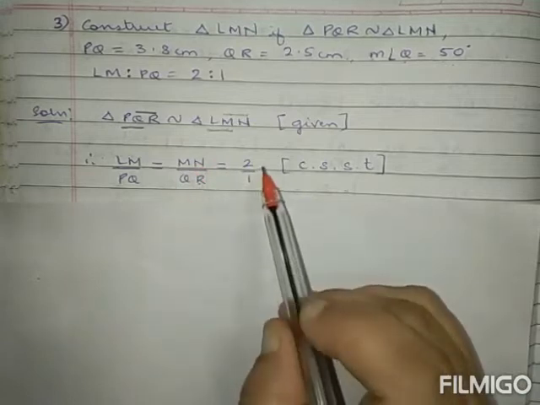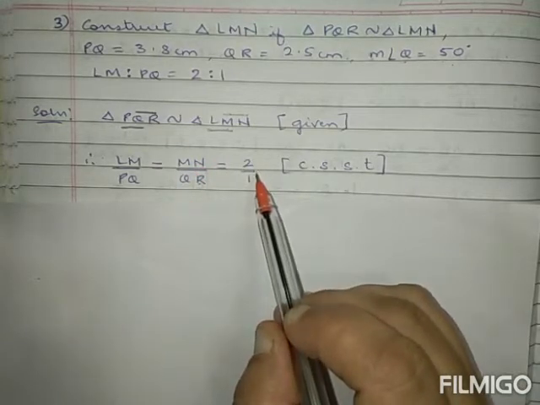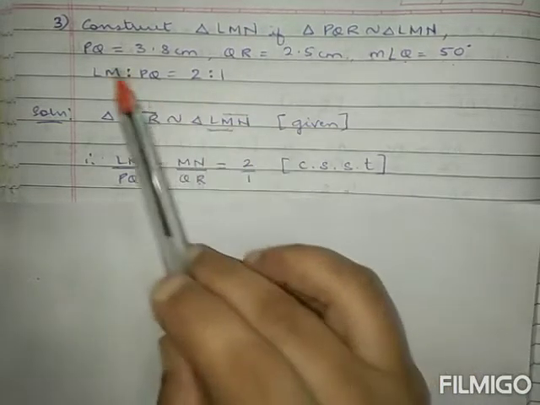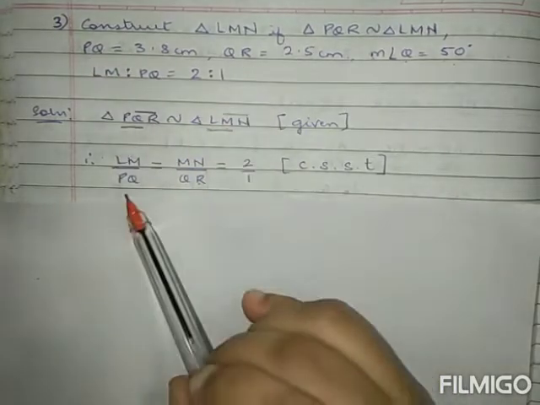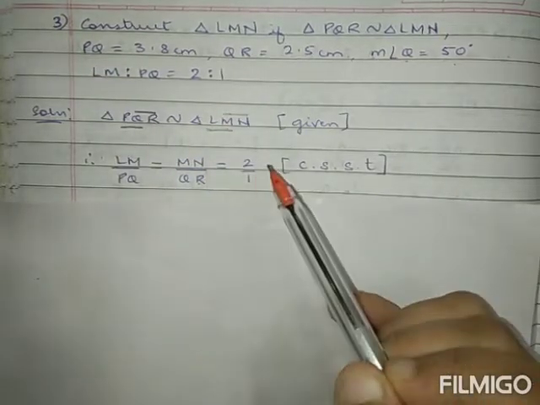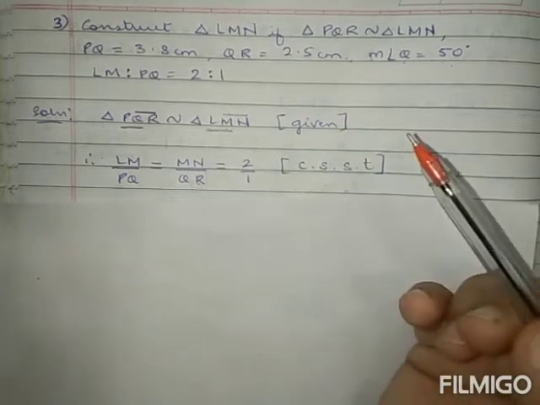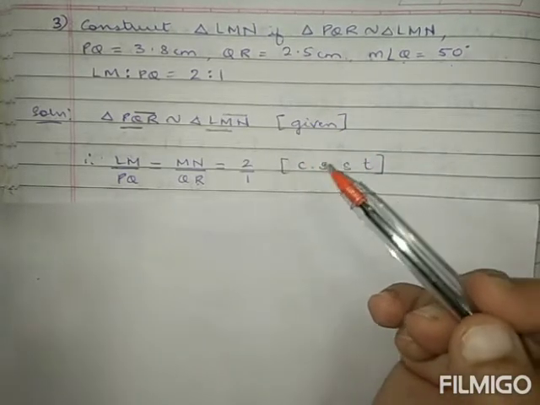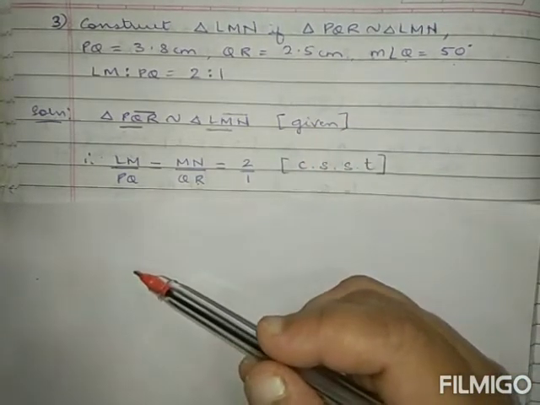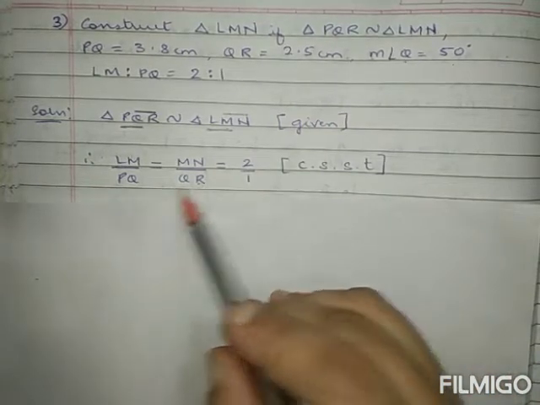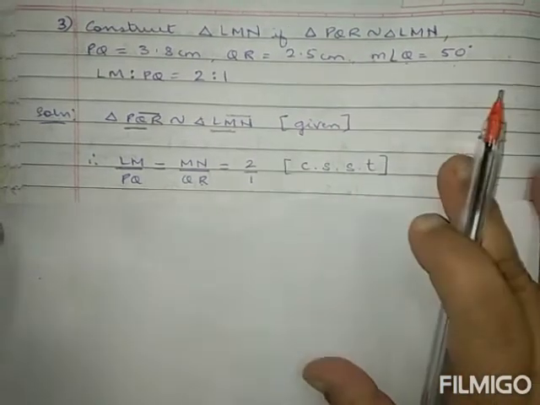Did you notice here that I have not taken the third side into consideration because only PQ and QR are given to us. The third side is not mentioned. If the third side is mentioned, then it will be like the previous constructions that we have done. So here we need not take the third ratio into consideration.